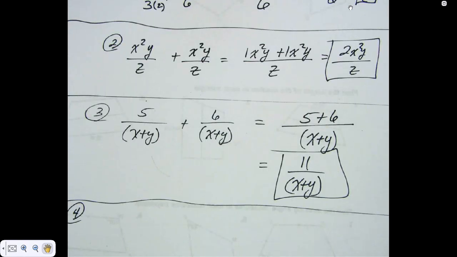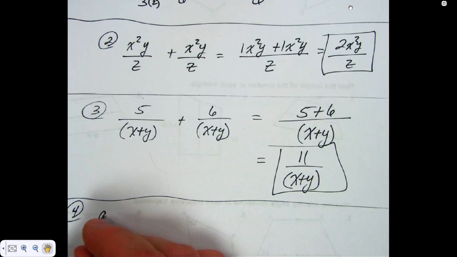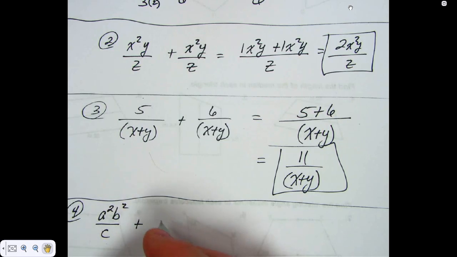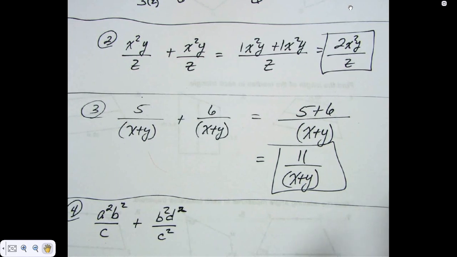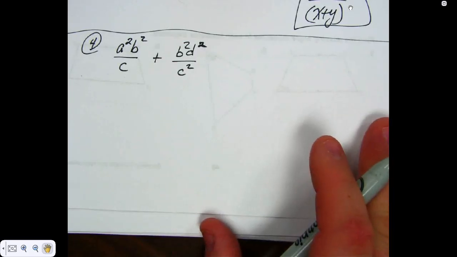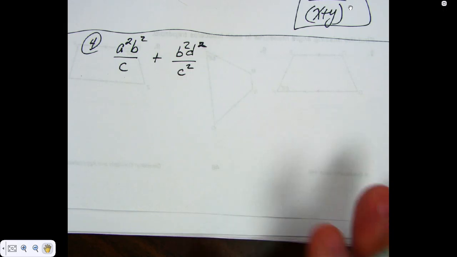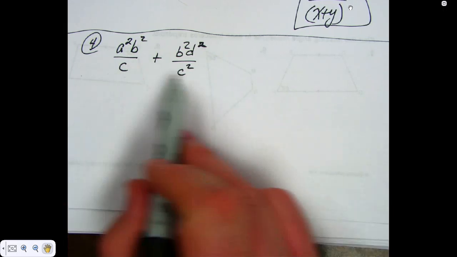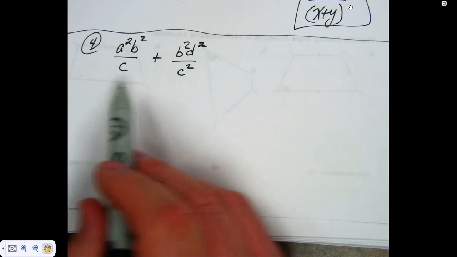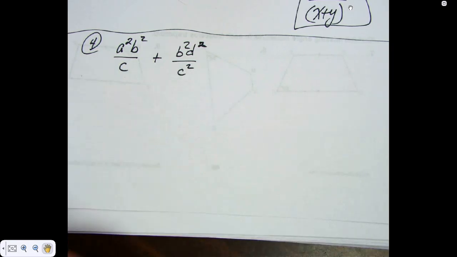Number 4. Now, what are we going to do when we don't have a common denominator? This is actually an example from your assignment you're going to have tomorrow. A squared b squared over c plus b squared d squared over c squared. Another key thing to remember, trust me, a lot of times your answers are not going to be pretty. It's okay. First things first, do I have a common denominator? Can I make this into one big fraction? I can't, because even though they both have a c, one is c squared and one is c.